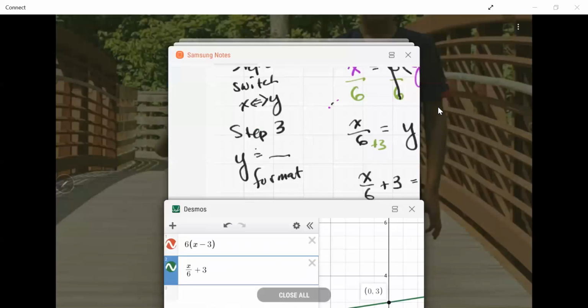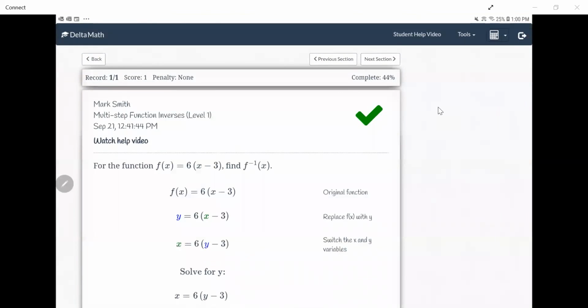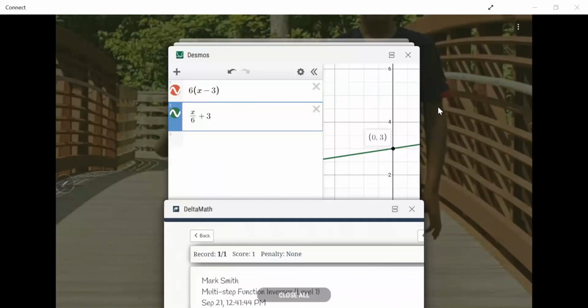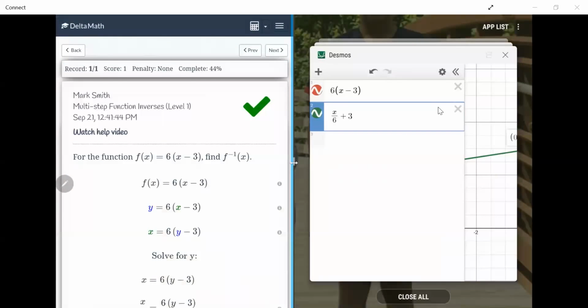So we're going to move on. That was our Delta Math problem, and you can see I already did that with the morning group, so that one is already answered.